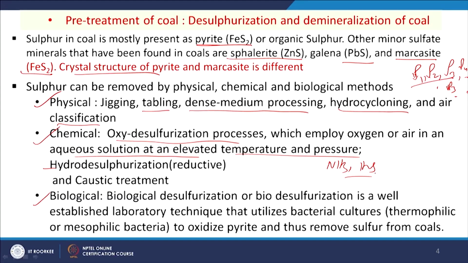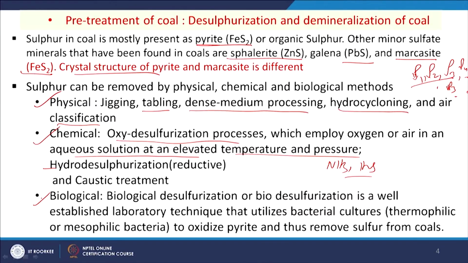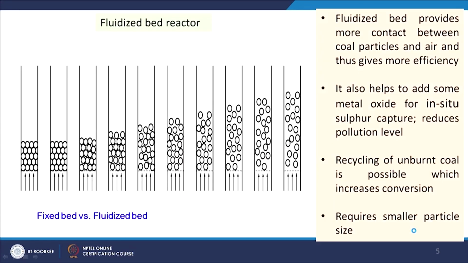So, next is caustic treatment. SOx, as you know, is acidic in nature. So, if we use some alkali solution, a caustic solution in controlled amount, some sulphur can also be removed. And then biological methods, where some microbes are used for the degradation of sulphur compounds. Some examples are thermophilic and mesophilic bacteria.